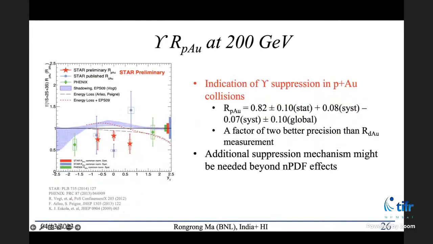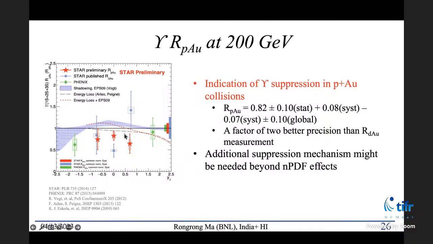Then we can also measure the RpA at 200 GeV. This is the RpA as a function of rapidity this time. The three red stars here are the latest STAR measurement from pA. Here you can see all three data points are below one. If you put them together, it's about 20% suppression, even though the error bar is still very big. So it's probably less than a 2 sigma effect compared to one.